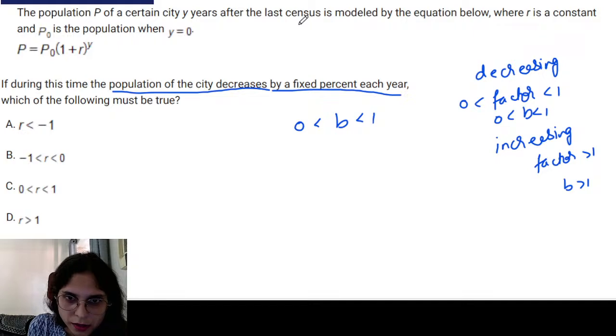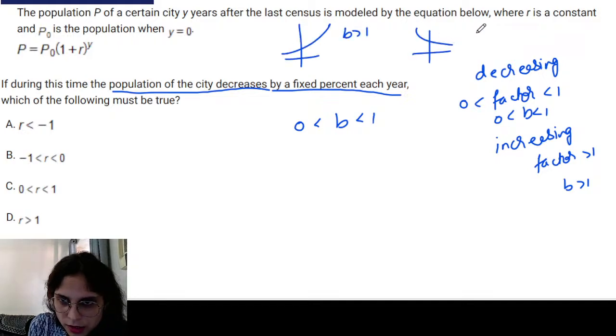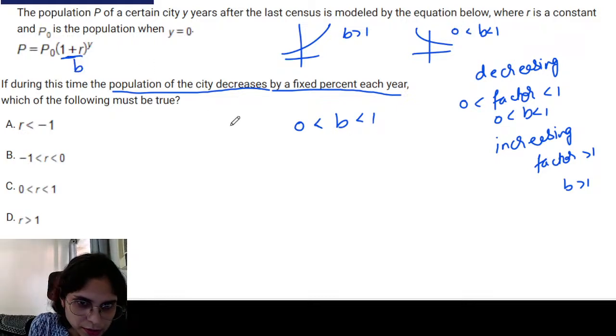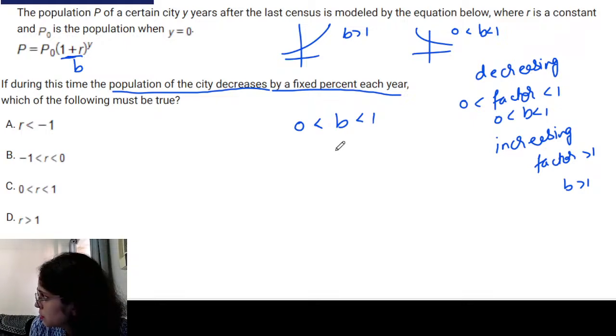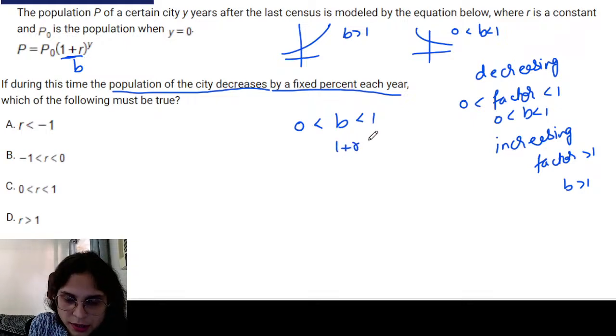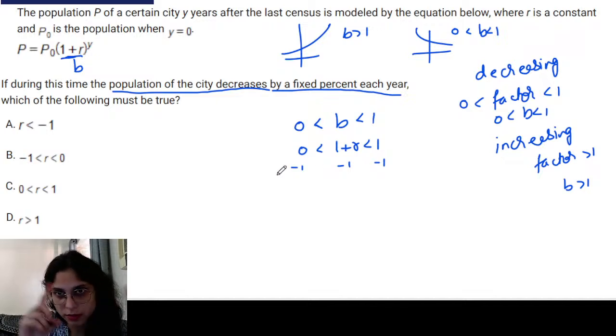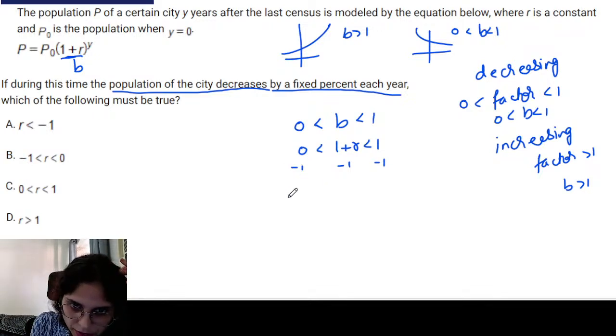Alright? Because for an exponentially increasing graph, b has to be greater than 1. For a decreasing graph, b has to be between 0 and 1. Now your b value is 1 plus r. You just write 1 plus r has to be between 0 and 1. And they're asking which one is true. So now you subtract 1 on all sides of the inequality. 0 minus 1 is negative 1, r, 0. So r should be between -1 and 0.